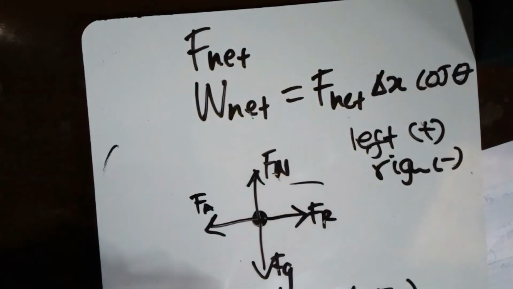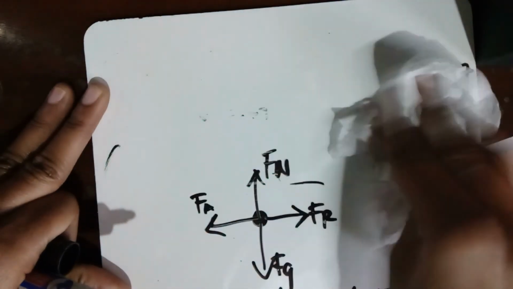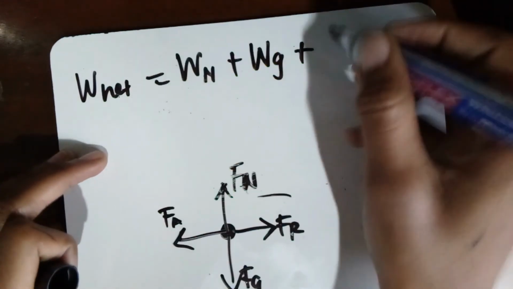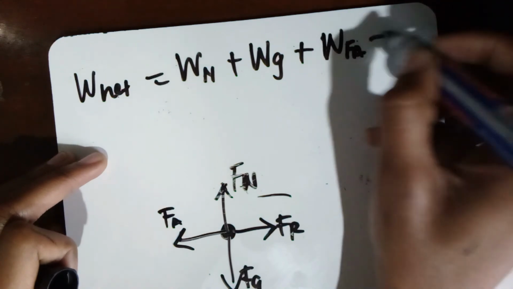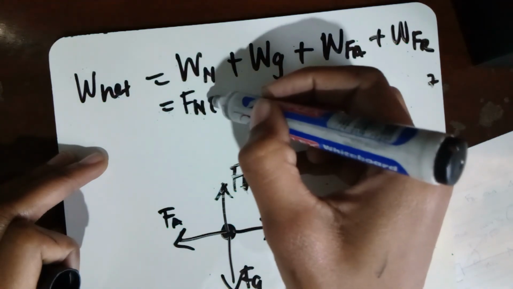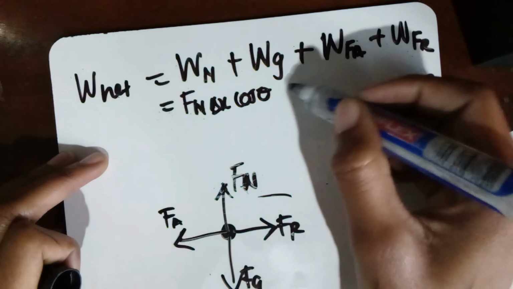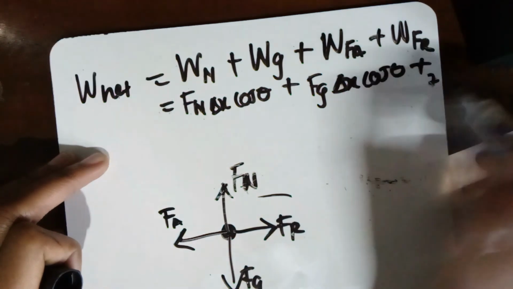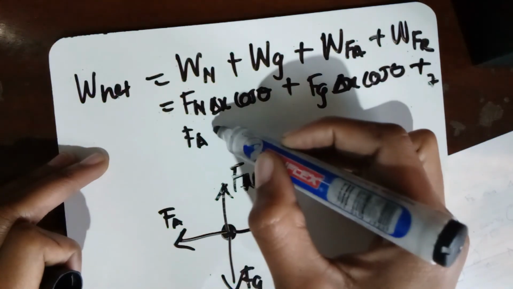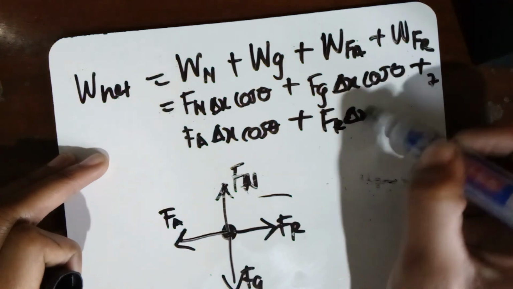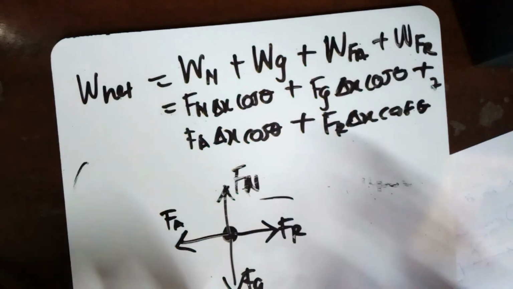So for example, if you were to add all the forces that are doing work, we would say W net equals the work done by the normal force plus work done by gravity, work done by applied force, and work done by friction. And then here you'd have Fn change in x cos theta plus Fg change in x cos theta plus Fa change in x cos theta plus Fr change in x cos theta. And then you would just add everything together.